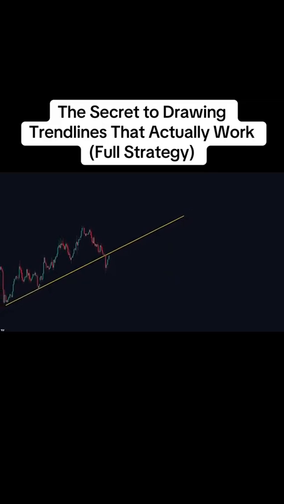Here's what makes this setup so powerful. Traders who bought too early got stopped out. Traders who thought it was a breakout to the downside entered short. But the market reversed sharply, trapping both groups. That's called a liquidity sweep, and it's a big clue that the pullback is over.